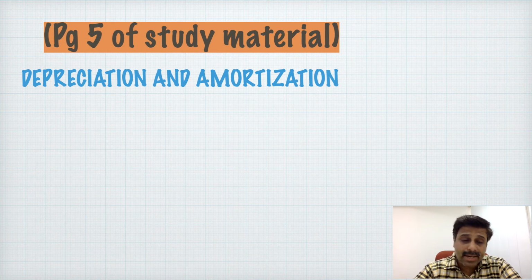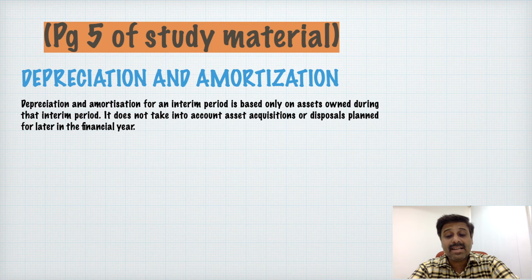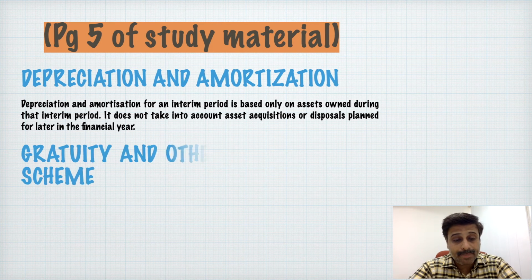Depreciation and amortization, again discrete approach. Depreciation and amortization for an interim period is based only on assets owned during that interim period. So in quarter 2, if you don't have an asset, you cannot provide depreciation for it. If you purchase in quarter 3, its depreciation will come in quarter 3 only. It does not take into account asset acquisitions or disposals planned for later in the financial year.